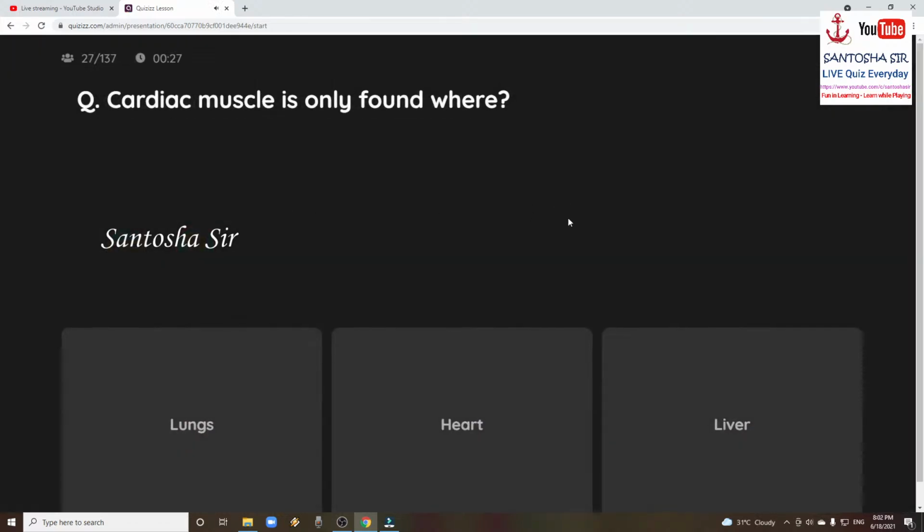Cardiac muscle is only found where? Is it in the lungs, or is it in the heart, or is it in the liver?